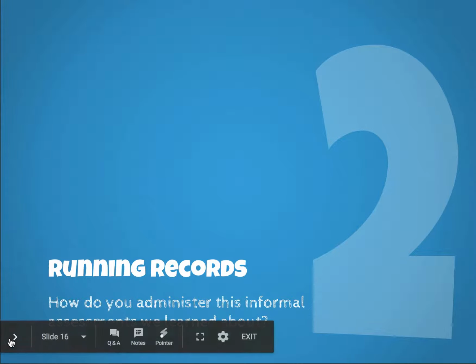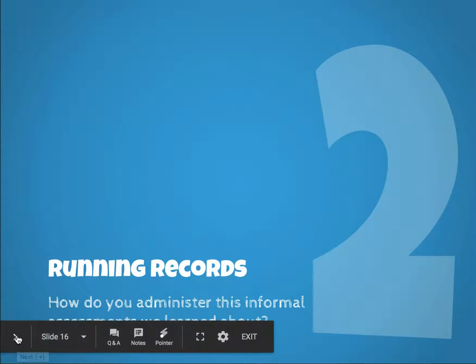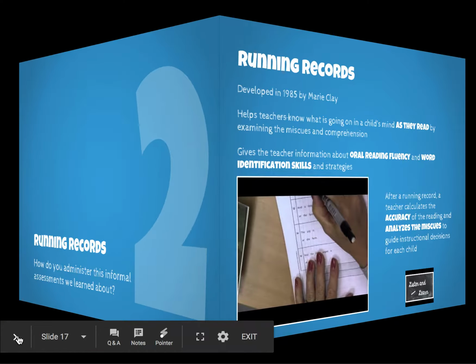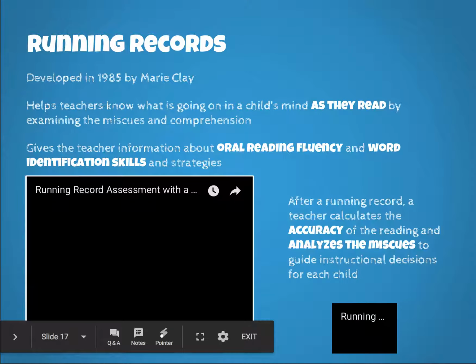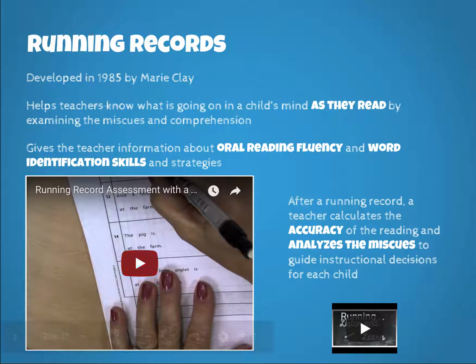The second part is a type of assessment that you will do if you're teaching kindergarten, first, second, third, fourth grade. That's running records. A running record is the most authentic way to assess reading, and we're going to try it out. So there's a podcast where you're going to learn a little bit about what a running record is, but then also watch the video of a teacher giving a running record.